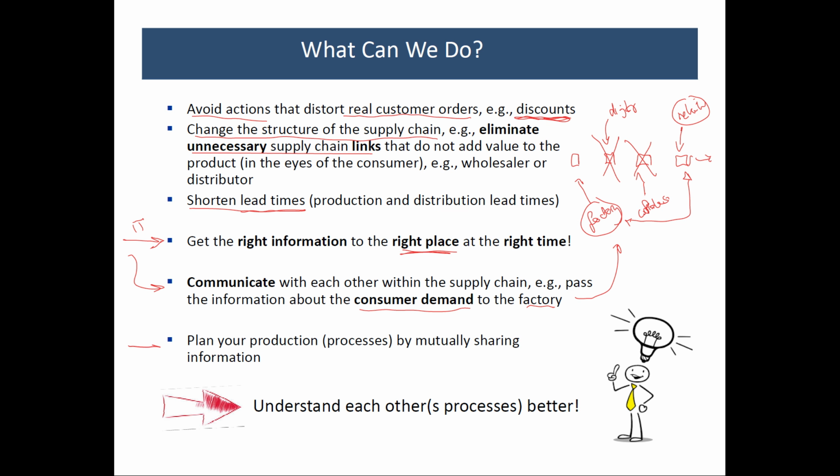Another thing is we have seen that the factory was in very much trouble, because they had no good idea about how much to produce, and they also have production lead times. So they can plan the production and the processes together with the retailers, for instance, if the other parts are eliminated, and share the information about what is possible to produce in which time frame. And that better communication can also lead to a better understanding of the processes of each of the players and each of the partners within the supply chain. So these are the things that we can do in order to eliminate the bullwhip effect.